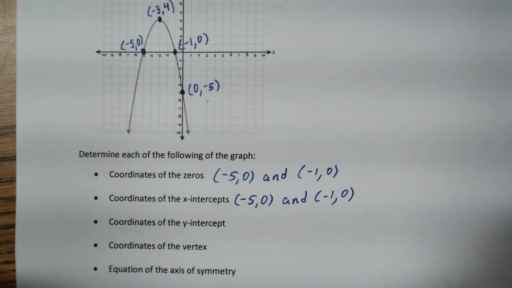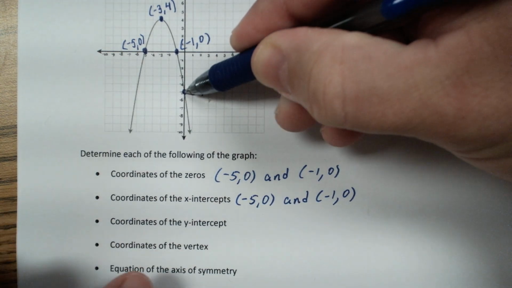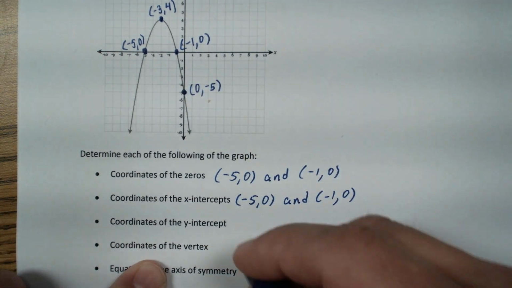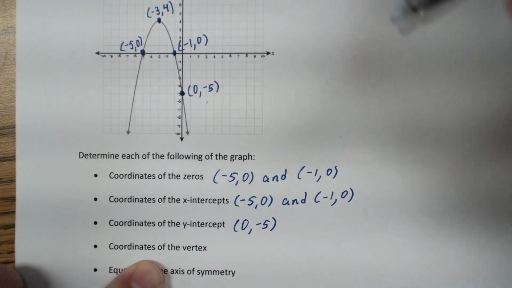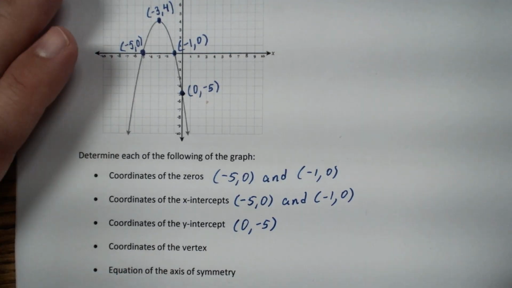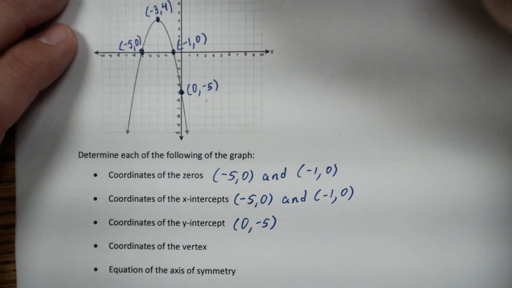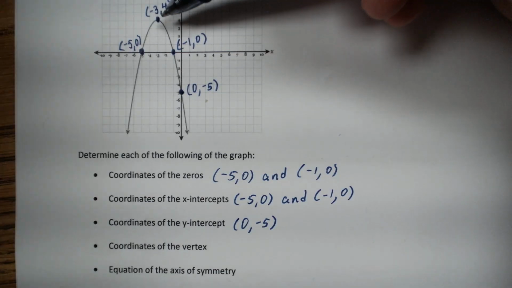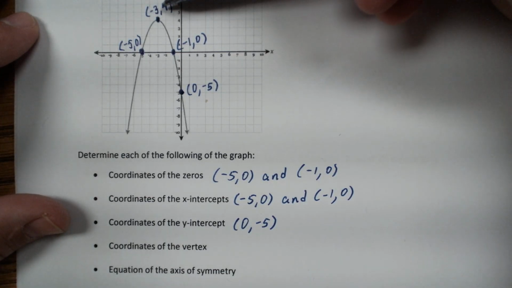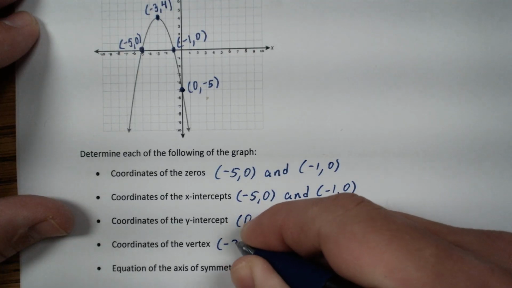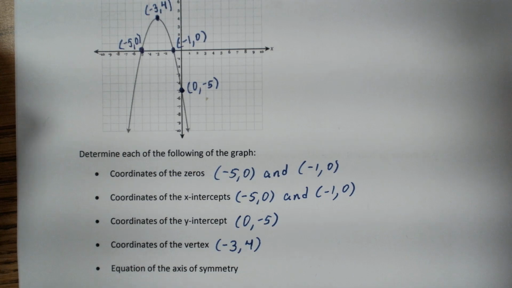All right, coordinates of the y-intercept. So instead, where does it hit the y-axis at? There's only 1 point where it does, at 0, negative 5. Right here. Determine the coordinates of the vertex. There's 1 vertex. There always will only be 1 vertex on these problems. You'll see relatives in the future, but for right now there's only 1, and it's at negative 3, 4. This vertex would be called a maximum due to the graph going down from there.